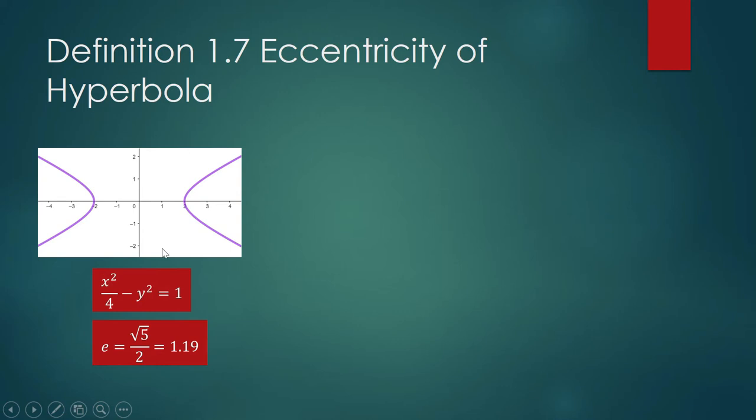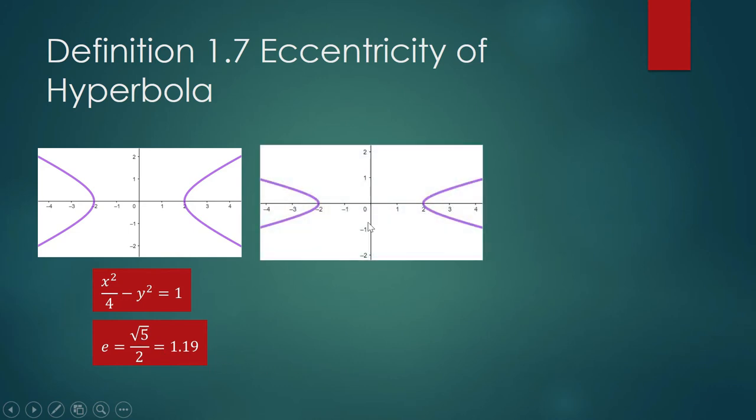This one is a hyperbola defined by the equation x squared over 4 minus y squared over 1 equals 1. What's the value of the eccentricity here? It's C over A. A here is 2. And C is equal to the square root of A squared plus B squared. You have a 1 here, so it's the square root of 5. And square root of 5 over 2 is 1.19. How about this one?